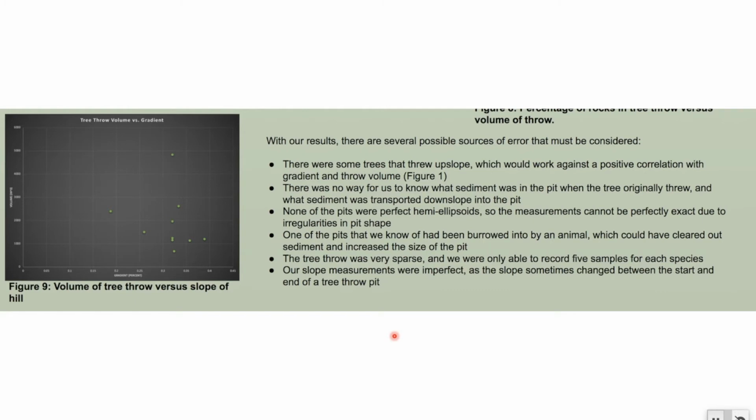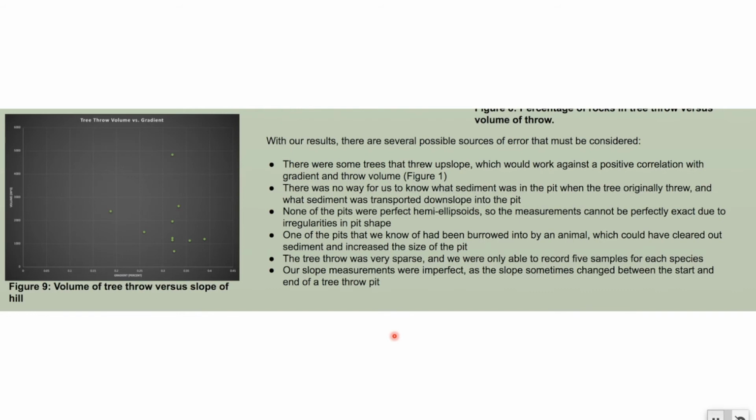And finally, this is just looking at sources of error. There were some trees that threw upslope, which would work against a positive correlation with gradient and throw volume. There was also no way for us to know how much sediment was in the pit when the tree originally threw. None of the pits were perfect hemiellipsoids, so measurements can't be perfectly exact due to possible irregularities in pit shape. And one of the pits that we know of had been burrowed into by an animal, which could have cleared out sediment and increased the size.